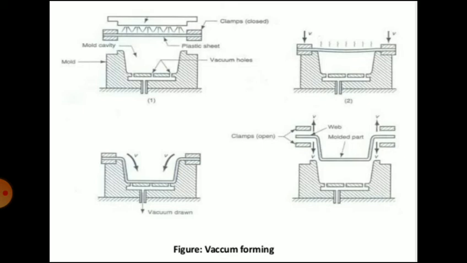So vacuum is drawn in the third stage. Due to this, the plastic is pulled tightly against the mold. You can see in the third diagram the plastic is pulled tightly against the mold walls. Then the frame is raised and the part is removed and then trimmed in a punch press. You can see in the last diagram the removal of the part.